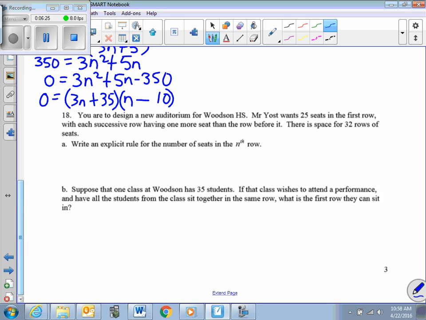All right. Here's one. You should probably pause and try to work this one out. See what you come up with. You are to design a new auditorium for the school. Mr. Yost. Oh boy, that was a while ago. I need to update my problems, don't I?